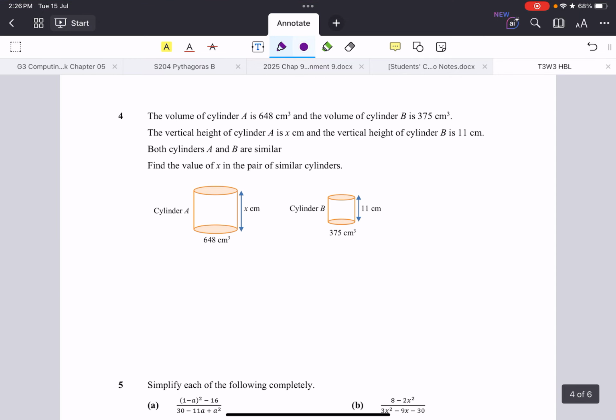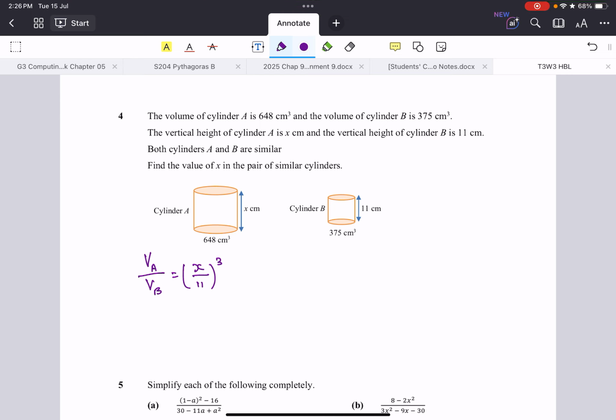The volume of cylinder A is 648 and the volume of cylinder B is 375, right? So it's given there. The vertical height of one is x, the other is 11. Okay, so this is again a proportional question. All right, similar objects, we know what to do. So the volume of A over volume of B is equals to the length ratio to the power of 3.